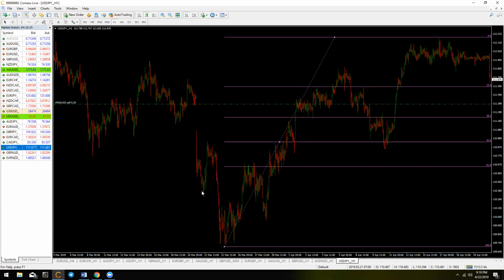If you're going from the bottom to the top, the zero is on top. If you're going from the top to the bottom, the zero is on the bottom.